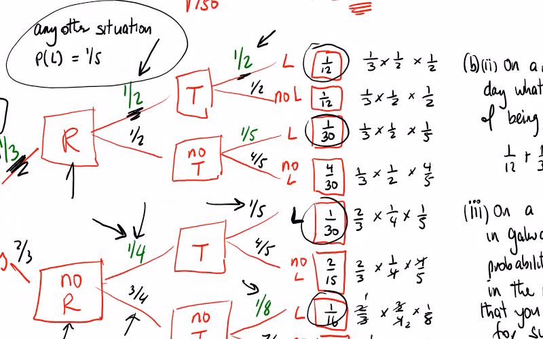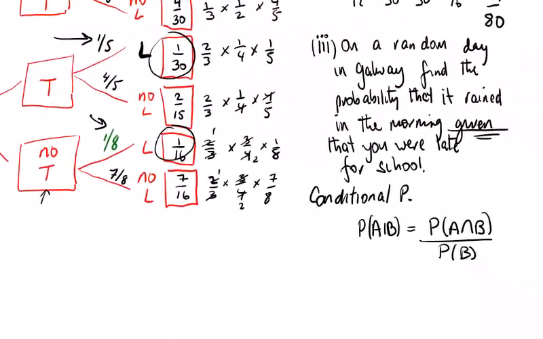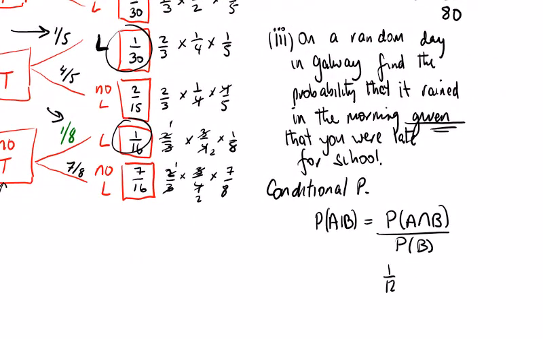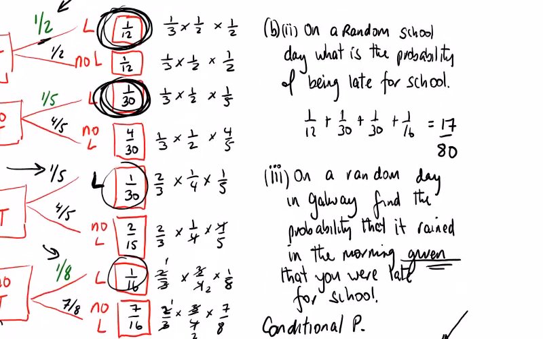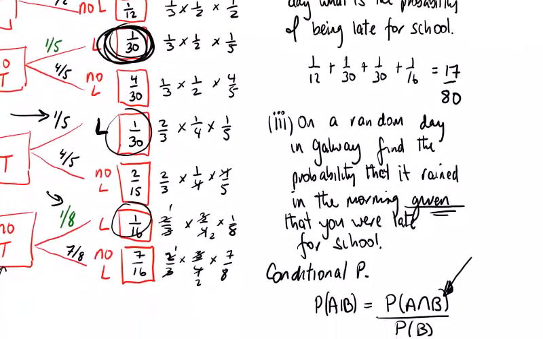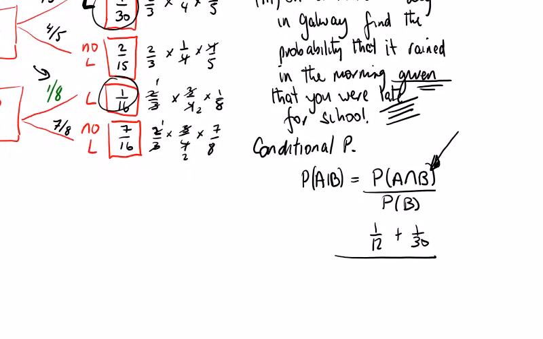Well, here's rain in the morning, and these two are the lates. So that's the intersection part on top. That's rain in the morning and late, 1 over 12 and 1 over 30. So 1 over 12 plus 1 over 30. And the probability of B is the probability that you were late, which we got in the previous part. So that's the probability of B, 17 over 80. Just type this into your calculator. Another simple fraction, 28 over 51.